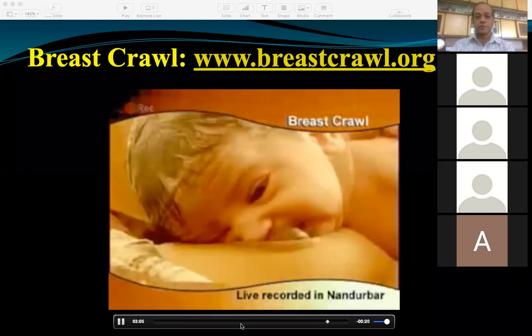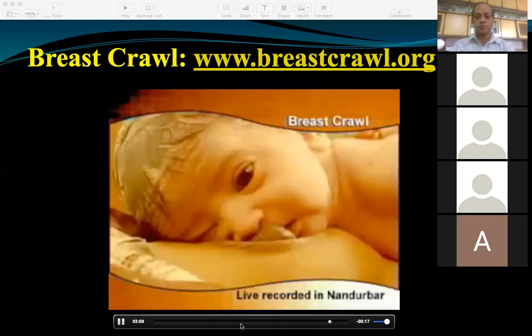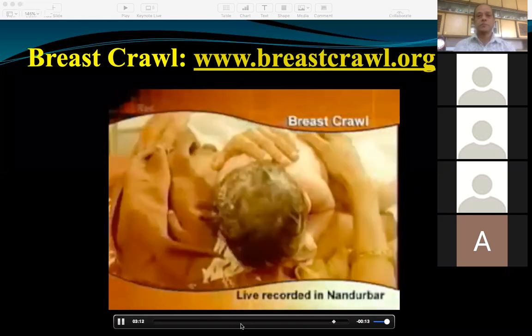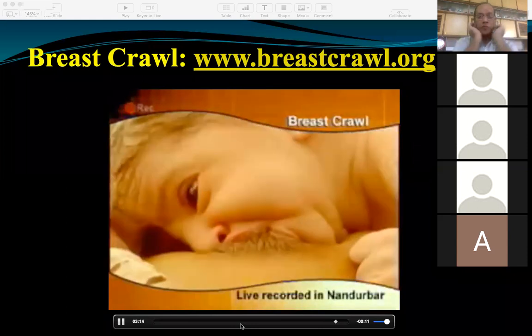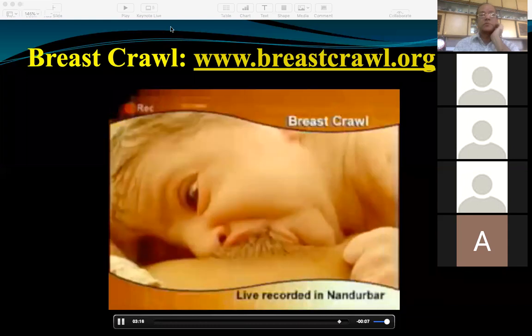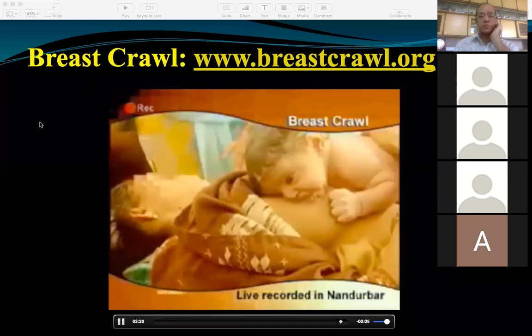Baby has reached the nipple, has raised her head, and has nicely latched on with a wide open mouth and a mouth full of breast. What a beautiful moment of joy.